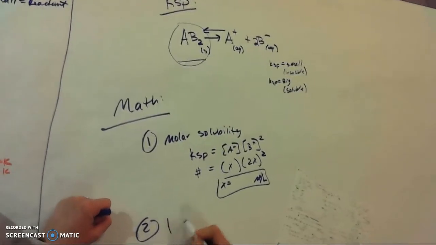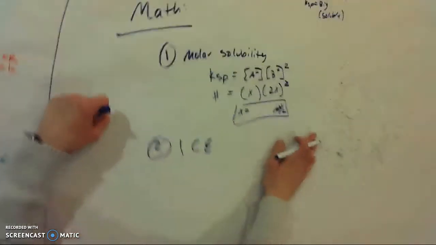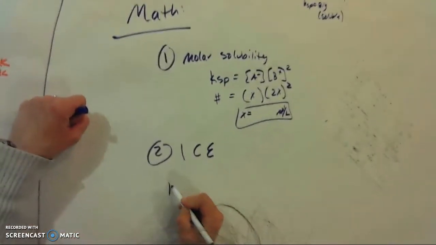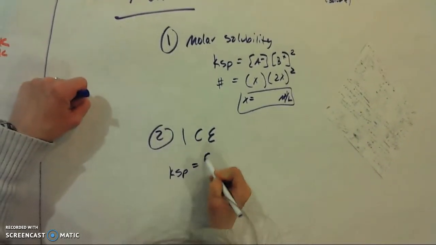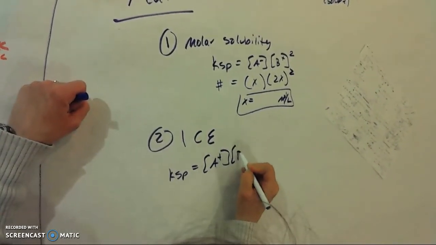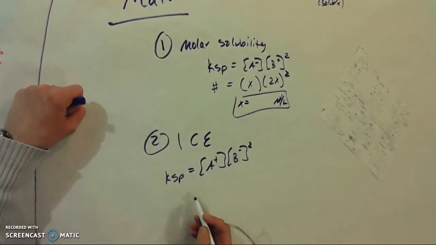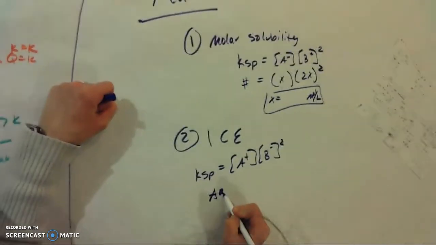The second thing that we were dealing with is ice tables. This is when I finally started introducing ice tables to you. And in that case, you're going to be writing the Ksp again. And there you're going to be dealing with the equation.